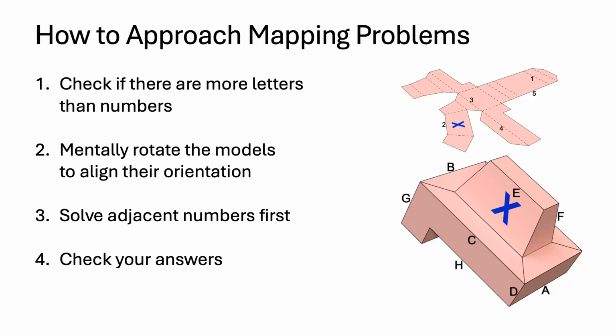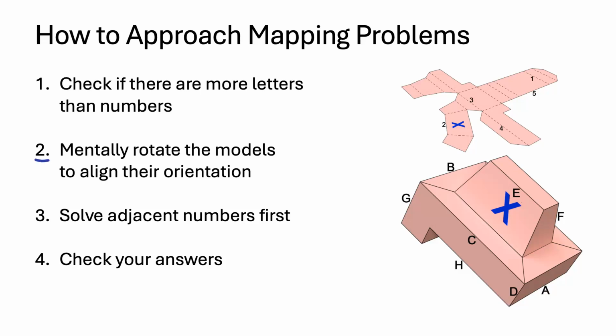So the way that you will solve these problems, or that each person solves these mapping problems, will be a little bit different, but there are a few steps that you can follow to help you create a grounded approach. The first is to simply check if there are indeed more letters than numbers. Again, in most of these test level questions, you will have more letters than numbers. But in some cases, like the previous practice level example, you will have the same number of numbers as letters.